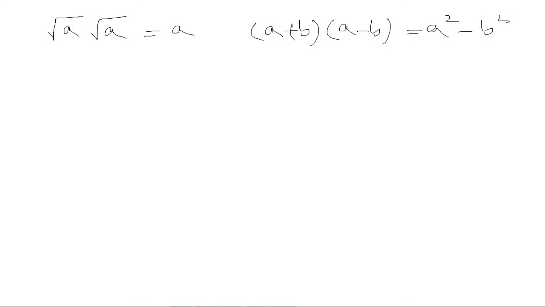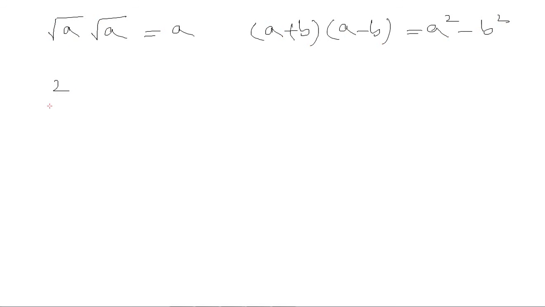When you're simplifying fractions that contain radicals, sometimes you're asked to rationalize the denominator. Rationalizing the denominator means getting rid of the radical expressions in the denominator of a fraction. And when you're rationalizing the denominator, you're using these two formulas. Radical a times radical a is a, and the other formula is a plus b times a minus b is a squared minus b squared. Now let's see how we use them.